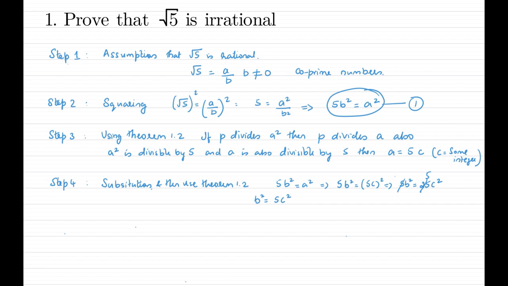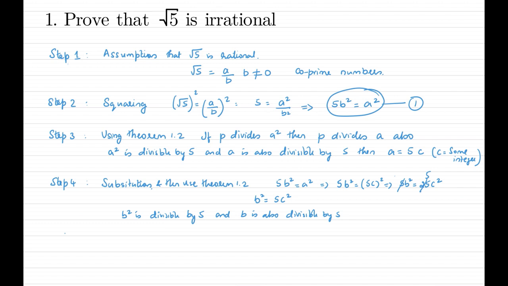Now if you see, as per theorem 1.2, b square is divisible by 5. So if a prime divides b square, then the prime will also divide b. Therefore, b square is divisible by 5 and b is also divisible by 5 using theorem 1.2. Now we got two factors.